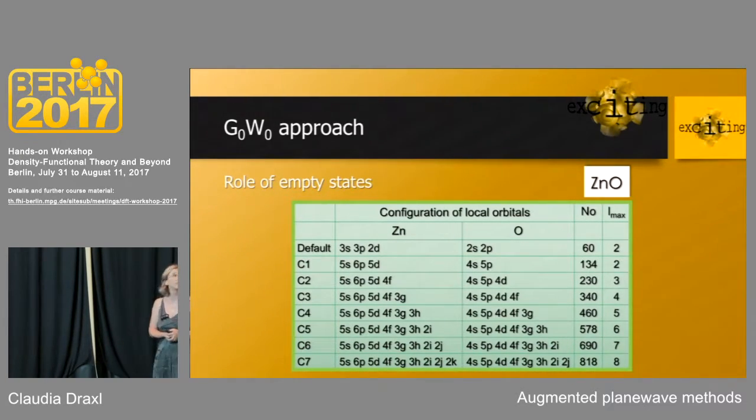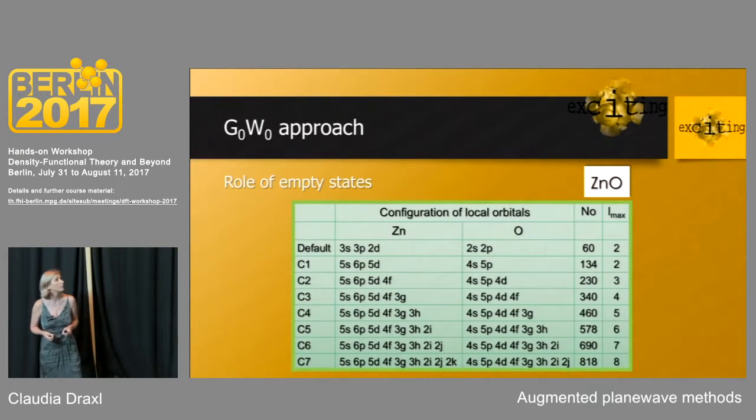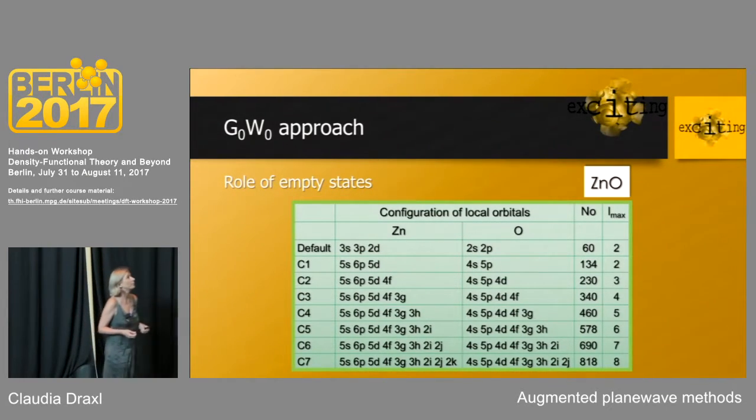There are sums over empty states involved. For the plane wave, this is not a problem. You can go up as high as you like. The question is, how good is our basis set for unoccupied states? So is there something that we have to be worried about in LAPW?